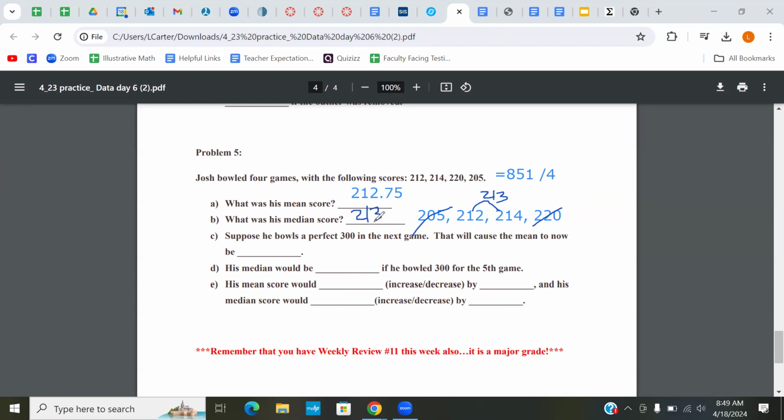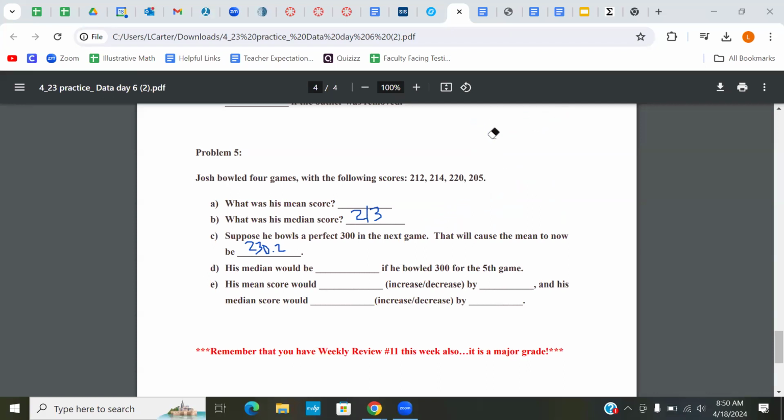Okay, so now, let's say he bowls a perfect 300 the next game. So now the mean is going to be, well, if the sum of the data before was 851 and we add a 300 to it, now his data set is going to have 1151. Now to find the mean, we divide it by how many games he's done now, which is 5. Now his mean is going to be 230.2.